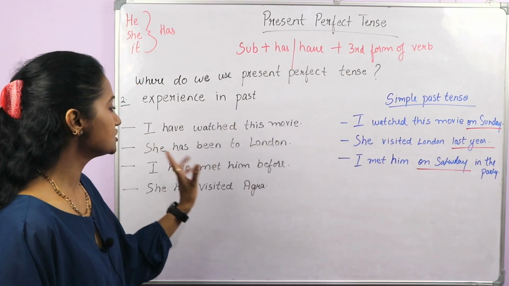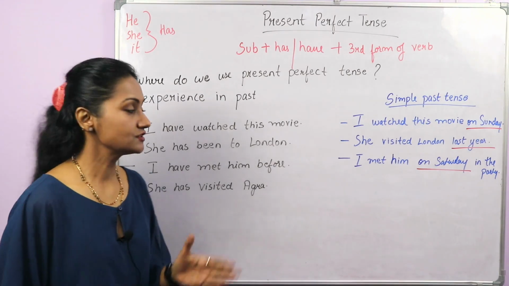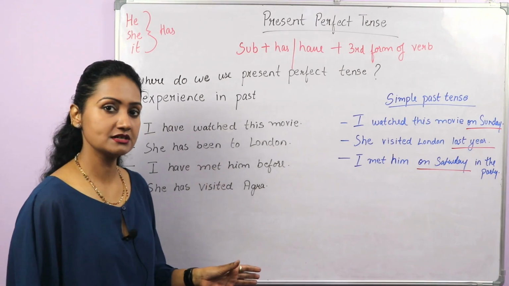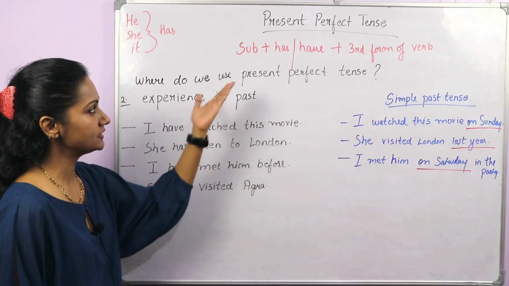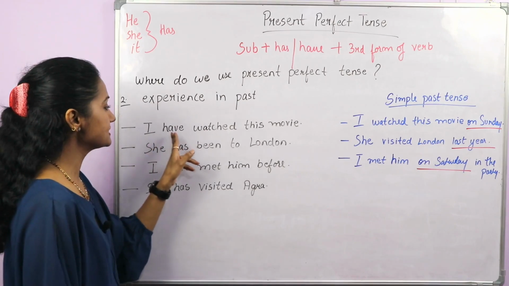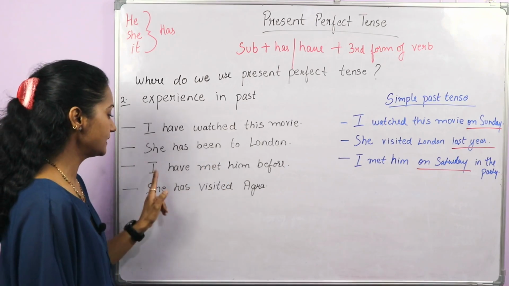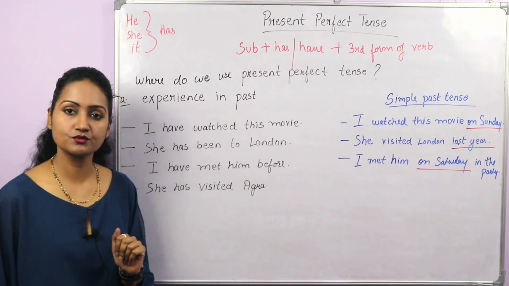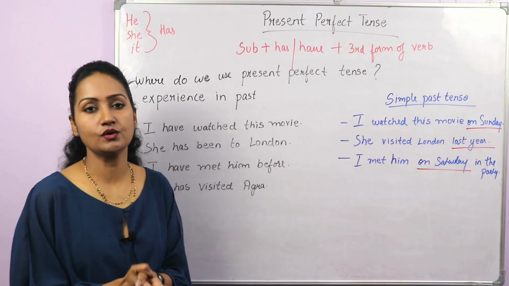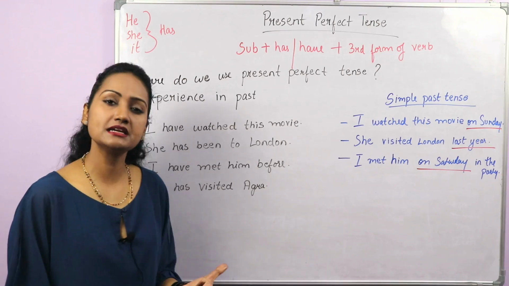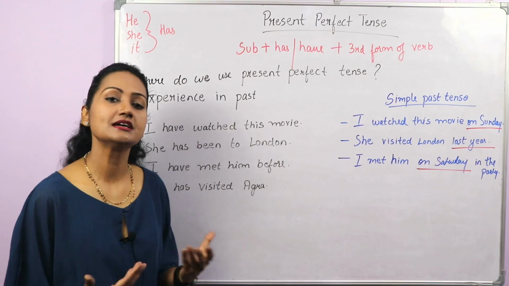Okay, next is she has been to London. Okay, so have you been to London? So here been means visit. Been is the third form of be, and if you look at all the sentences, we are following the rule here: subject plus have plus third form of the verb, subject plus has plus third form of the verb. That's why I always tell you that once you learn all the rules of tenses, it becomes very easy to understand them and to construct sentences using those tenses.